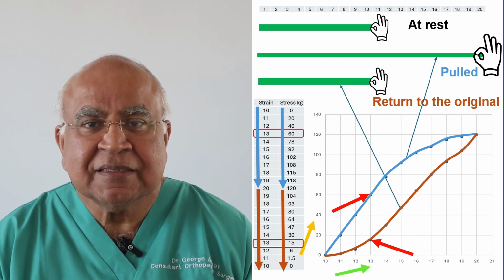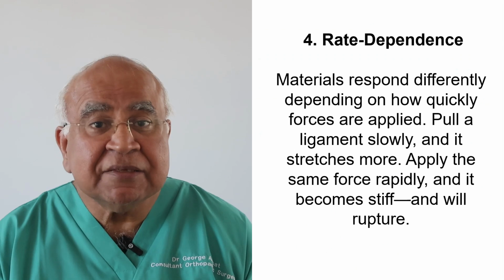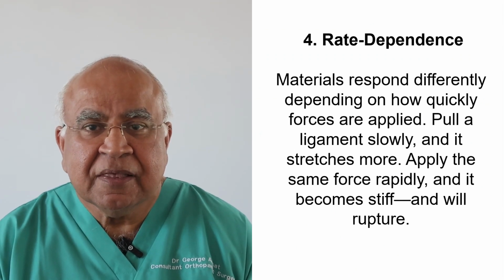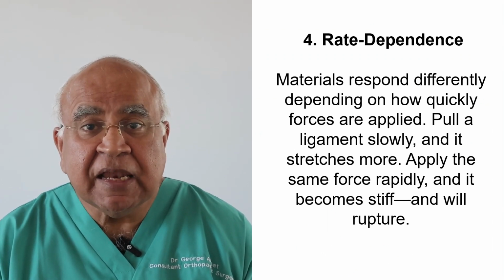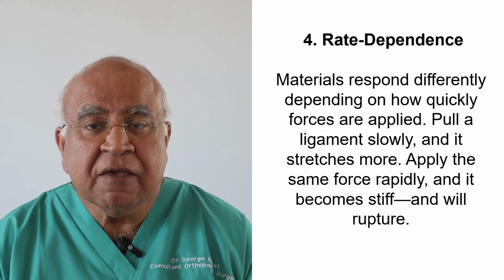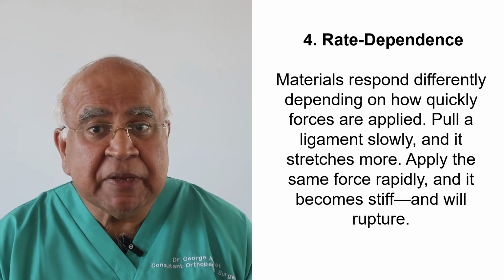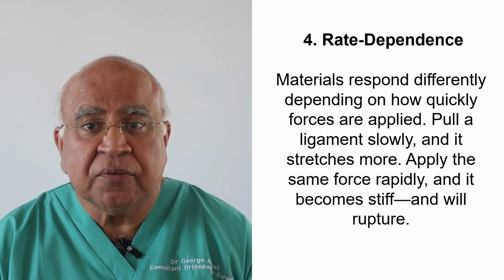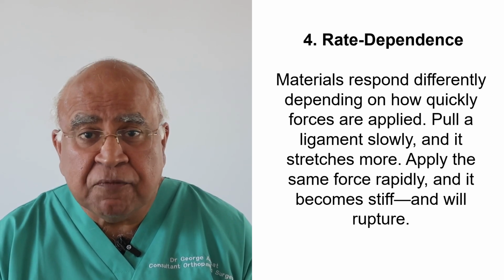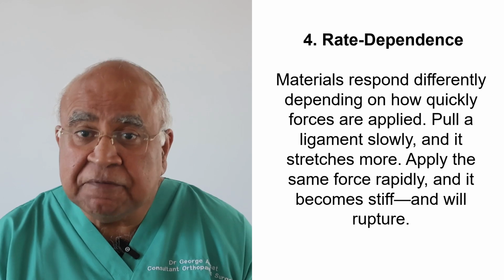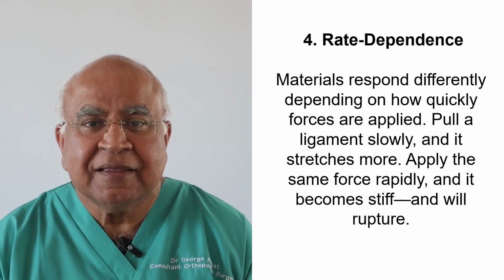Rate dependence. The final property is rate dependence. Materials respond differently depending on how quickly forces are applied. If you pull a ligament slowly, it stretches more. If you apply the same force rapidly, it becomes stiff and can break.